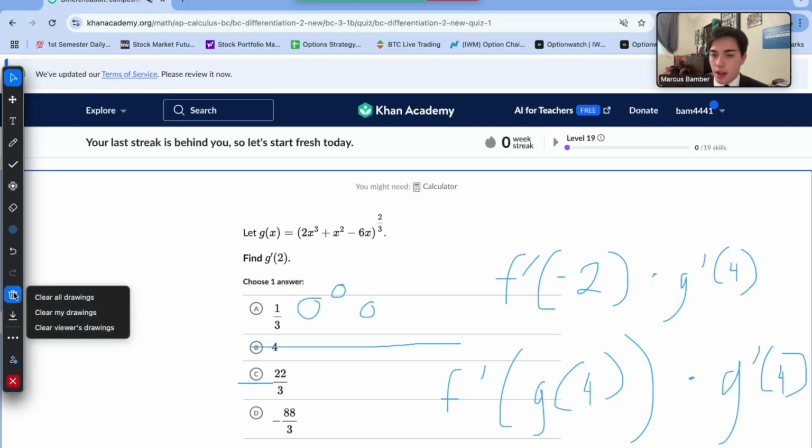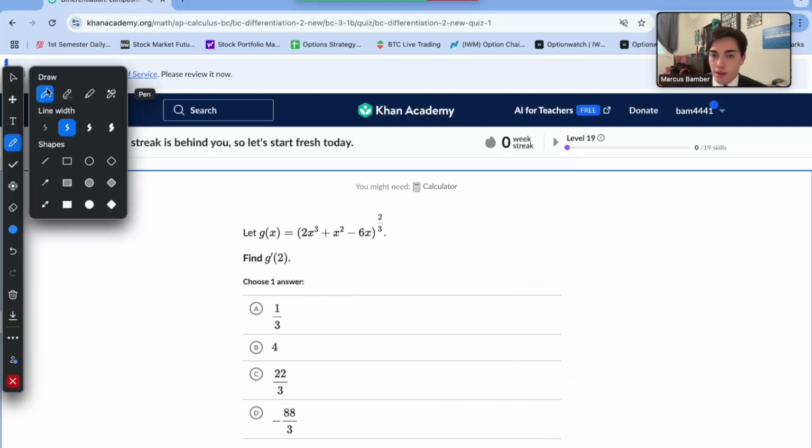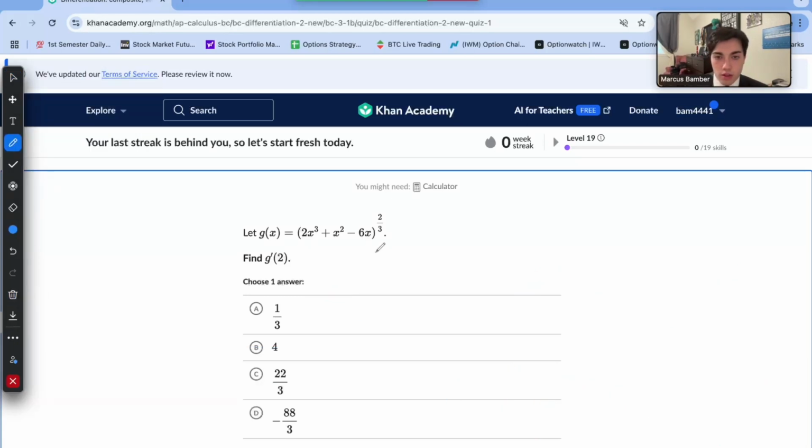Okay, moving on to the next question. Just a simple one here. We are going to notice that we have an outer function and an inner function here. Notice our outer function is x to the power of 2 over 3. Then our inner function is our polynomial here.